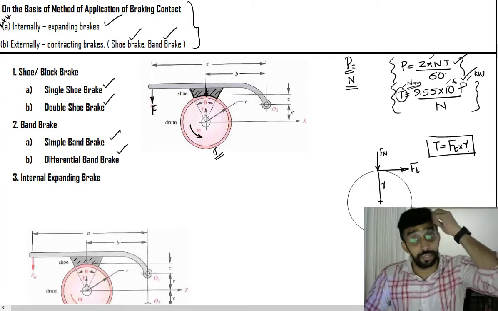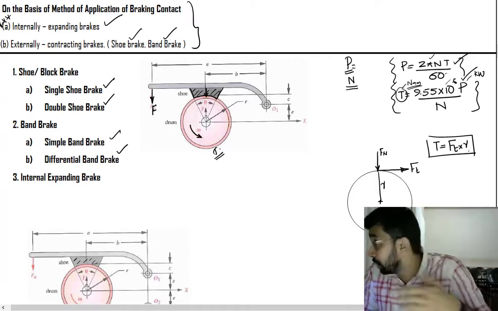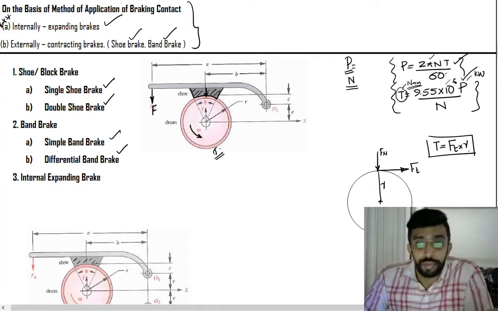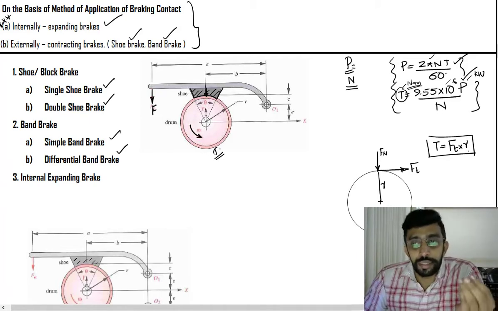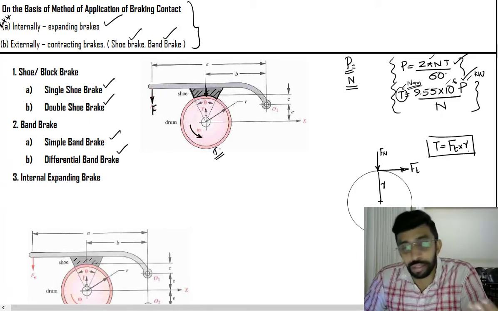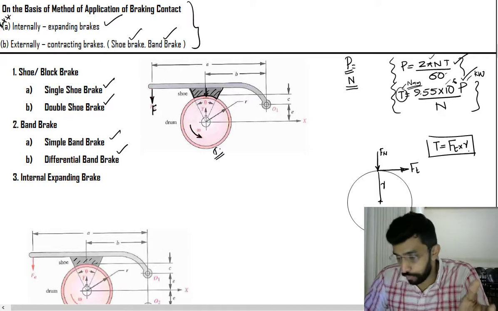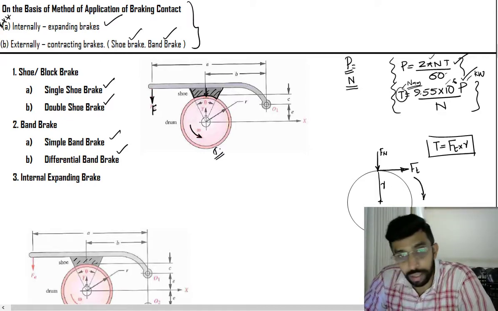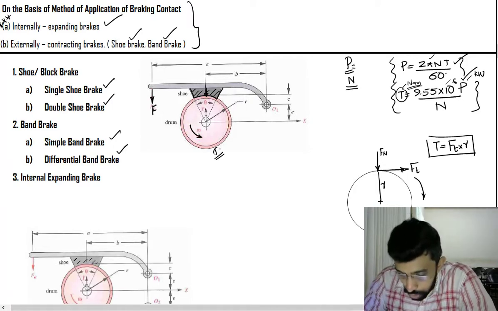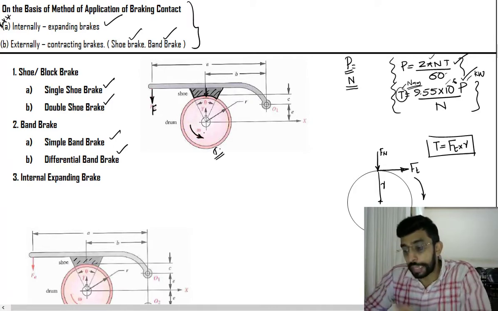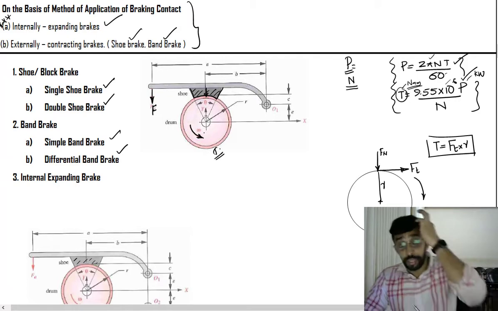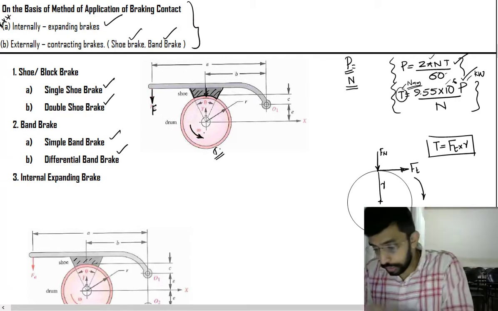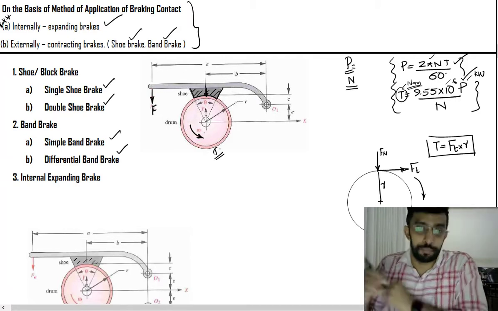It's a very simple equation. We are not doing any bigger integration or anything like that. We are just following the basic force torque relations, Ft into R. So this Ft into R is going to create a clockwise resisting torque, which is going to oppose this applied torque, and thereby the system is going to stop. This is the case of a brake drum.